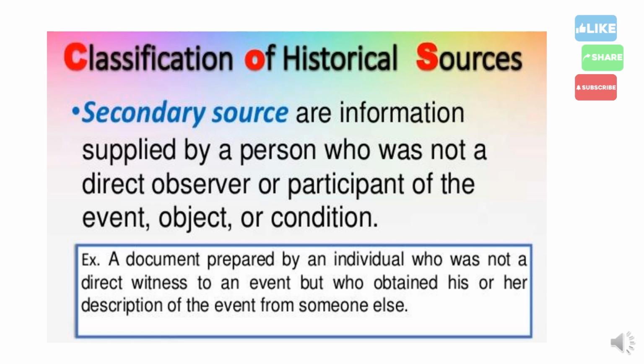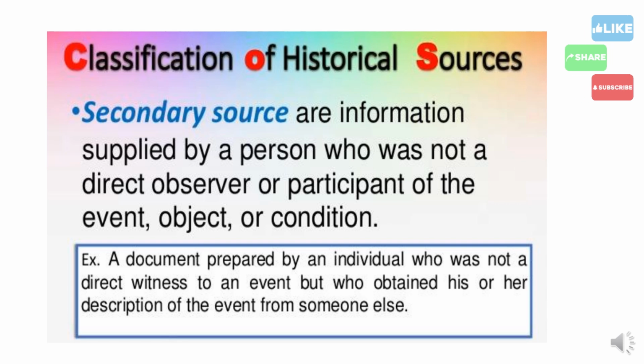The example included that a document prepared by an individual who was not a direct witness of an event, but who obtained his or her description of the event from someone else, is called a secondary source. For secondary sources, we can collect the data from the internet and from other sources, from books. These are the secondary sources.